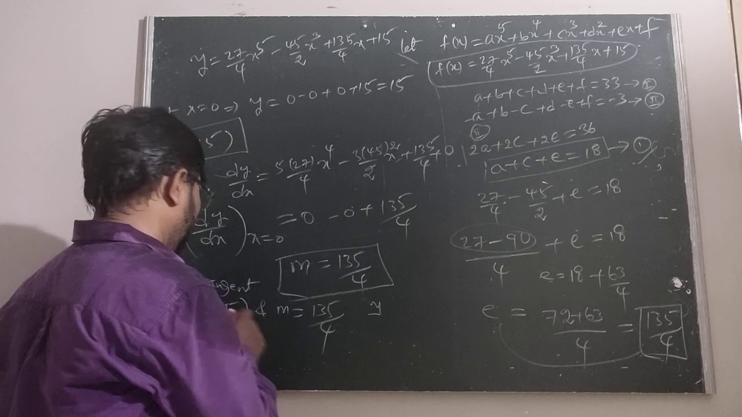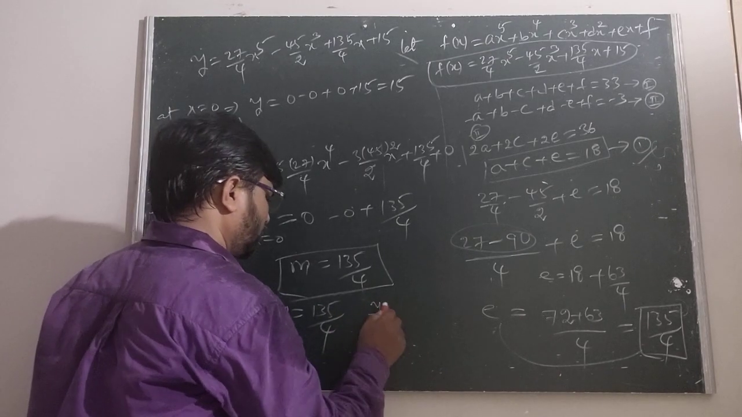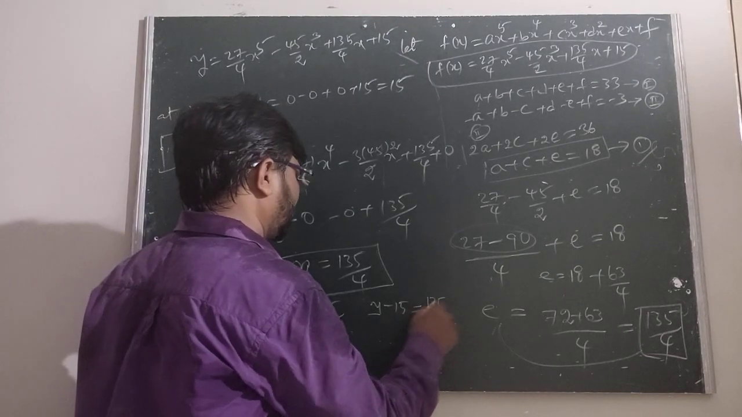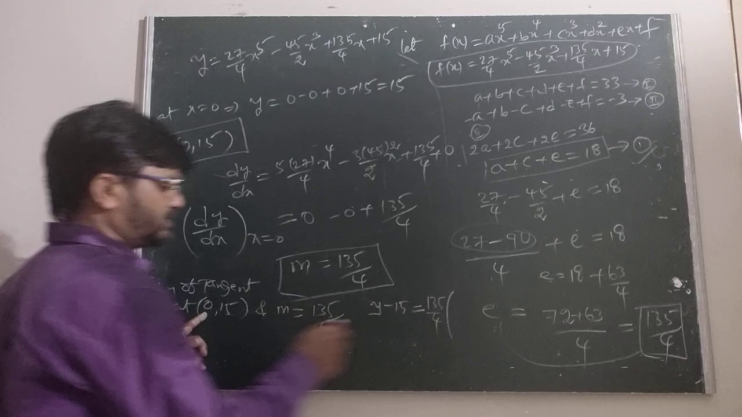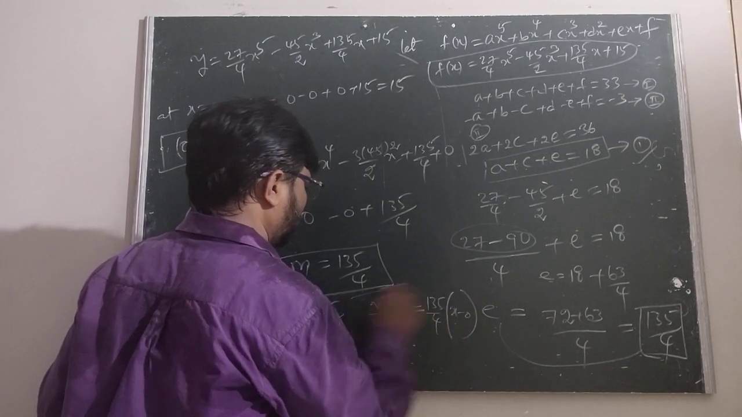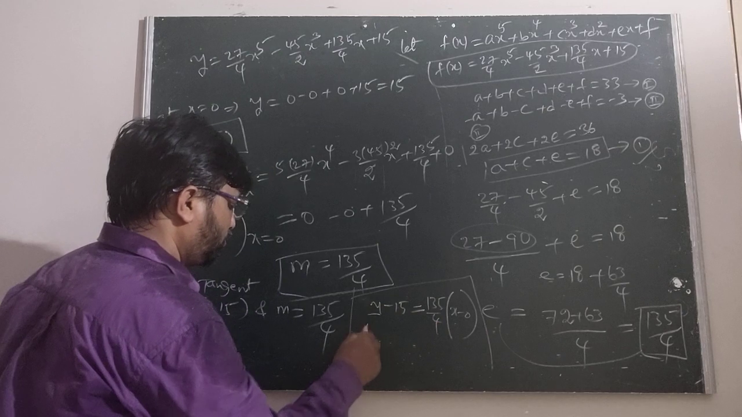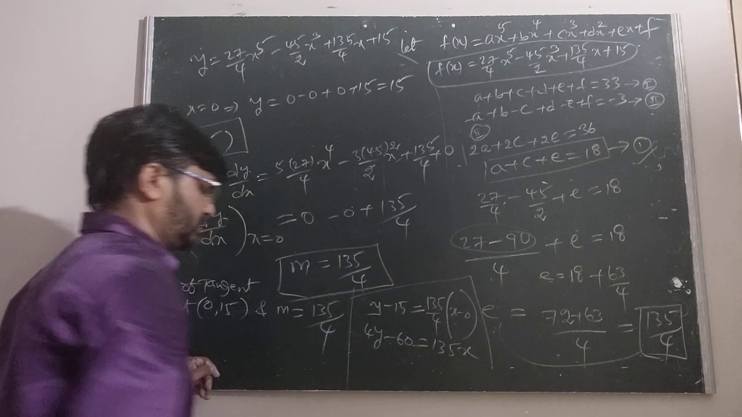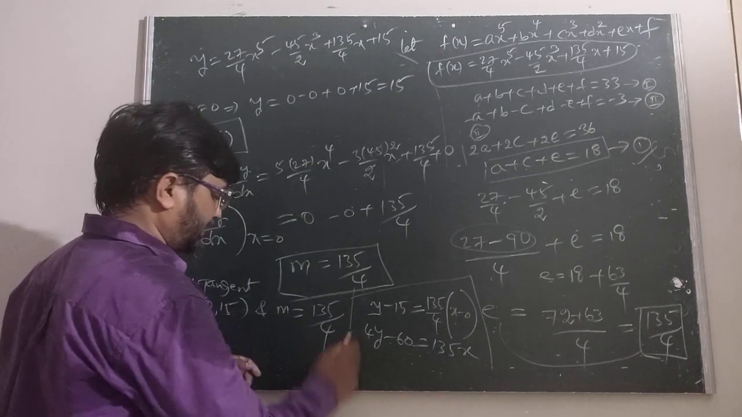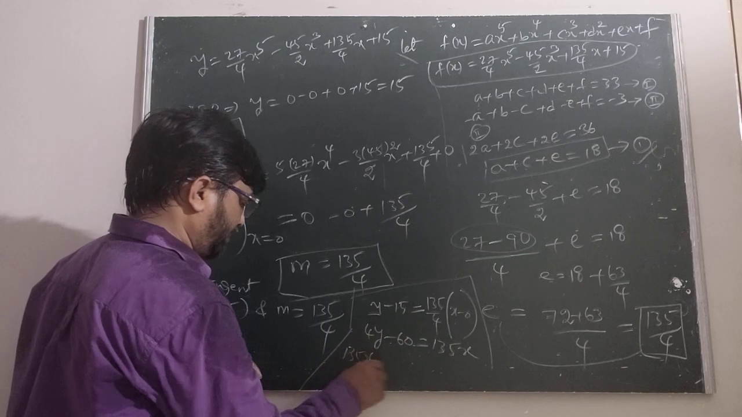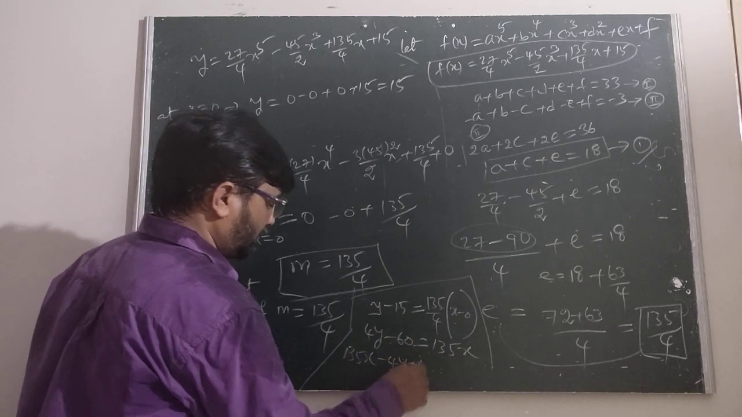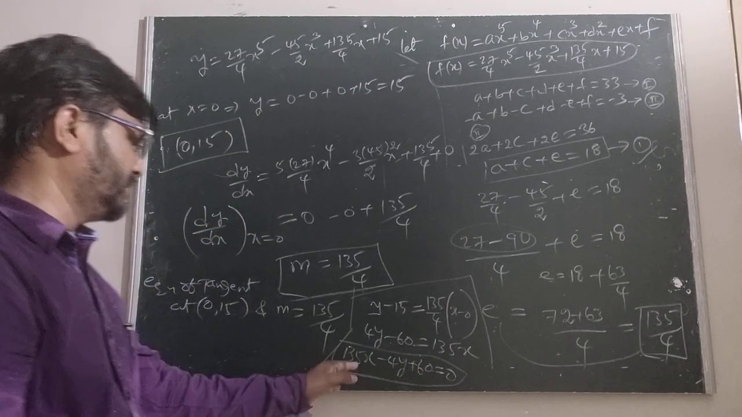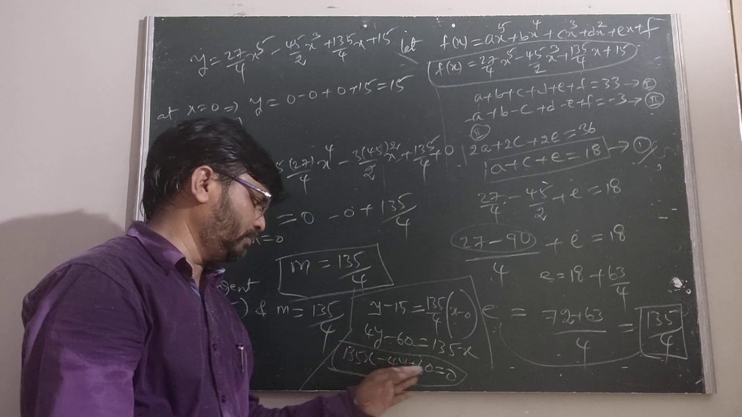Taking the slope-point form, y minus y1, that is y minus 15, equals m into x minus x1, that is 135 by 4 into x minus 0. Now we are getting the equation 4y minus 60 equal to 135x. The required equation of the tangent is 135x minus 4y plus 60 equal to 0. This is the required tangent.